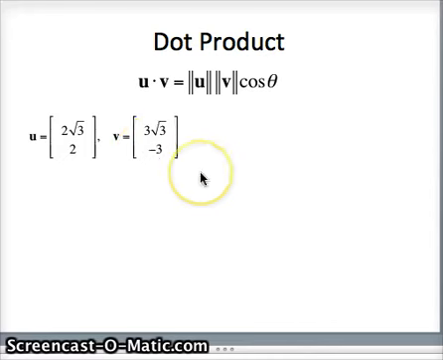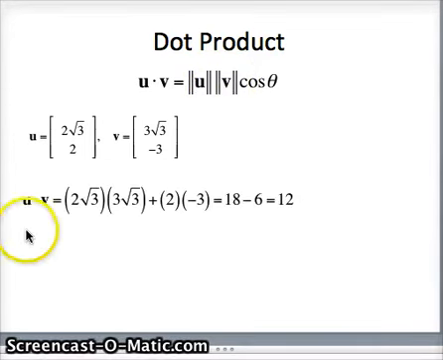So here's two vectors I'm going to give you that'll be nice to work with. U is 2 root 3, 2. V is 3 root 3, negative 3. I need to find the magnitude of u, the magnitude of v, and u dot v if I'm going to solve for cosine theta. So first off, u dot v. Multiply the x components, 2 root 3 times 2 root 3, plus multiply the y components, 2 times negative 3. 2 times 3 is 6. Root 3 times root 3 is 3. 6 times 3 is 18. 2 times negative 3 is negative 6. 18 minus 6 is 12. So we have u dot v is 12.